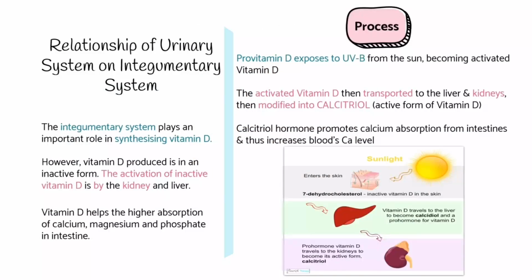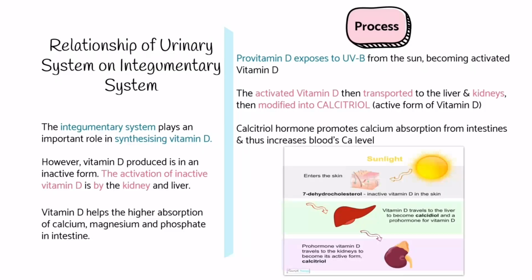Okay, now I'm going to talk about the relationship of the urinary system with the integumentary system. The integumentary system plays an important role in synthesizing vitamin D. However, the vitamin D produced is in an inactive form. The activation of inactive vitamin D is by the kidney and liver. Vitamin D helps the higher absorption of calcium, magnesium, and phosphate in the intestine.